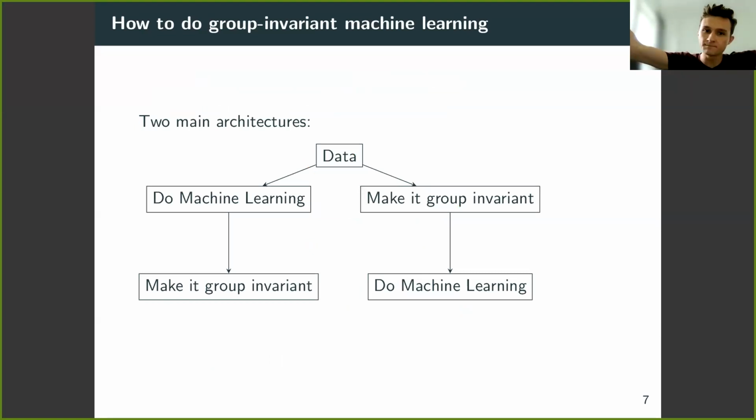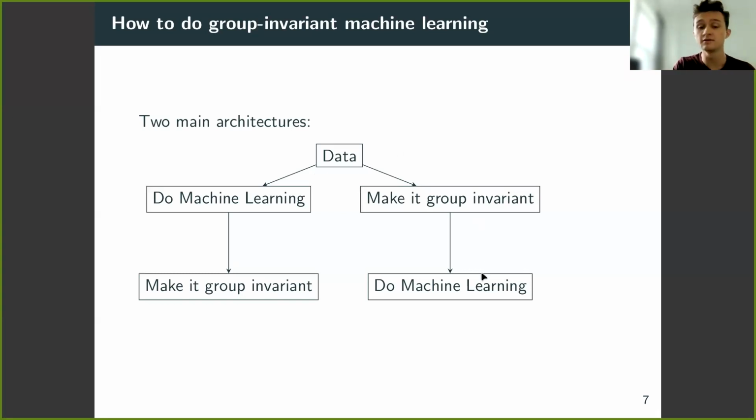You start with some data, you can do machine learning on it, and then make your machine learning architecture group invariant. You could average over the inputs, or feed in extra data, which is rotations of your data. That's the data augmentation. Or you can apply what's called the Reynolds operator, where you average over the orbits. And that's the second path to the left.